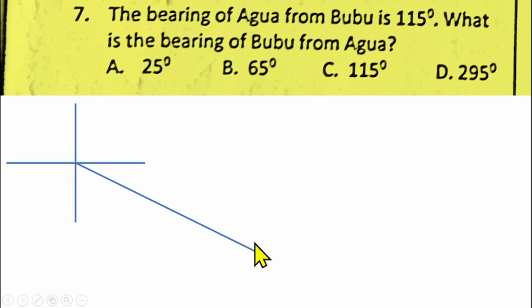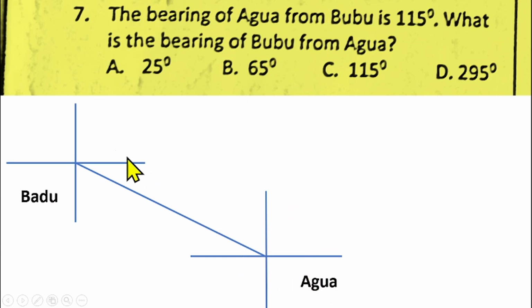So you draw a straight line to join Budu to Agua, and at this point you also draw another cardinal point. This cardinal point will represent Agua. Then you can label it, this is Budu, and this is Agua here. The bearing of Agua from Budu is 115. So that means the angle from the north to this straight line will be 115 degrees, because this is a three-digit bearing, so the origin should be north.